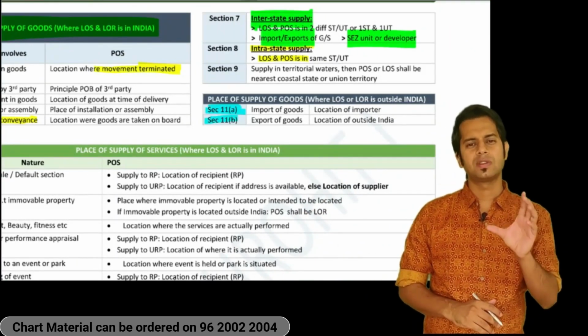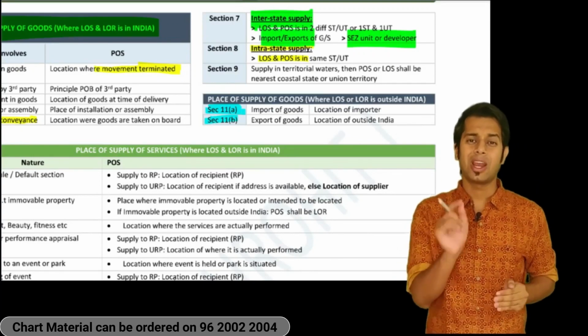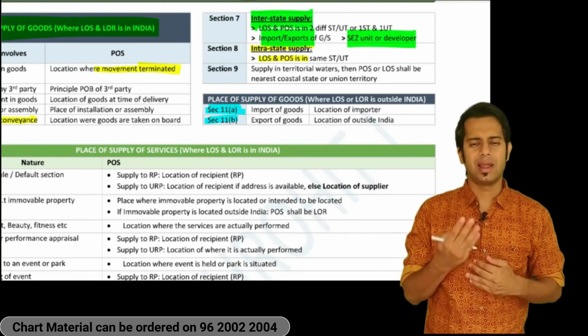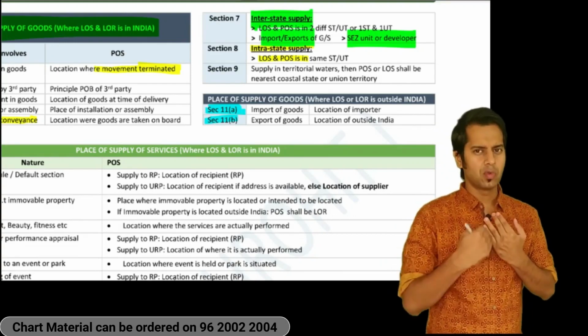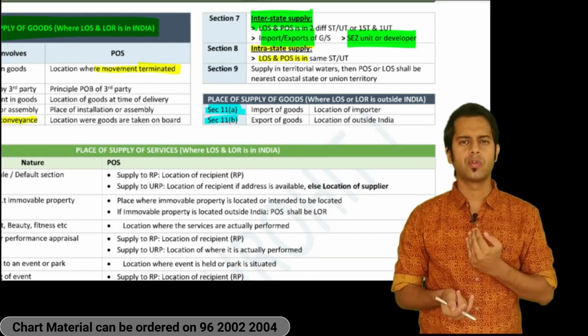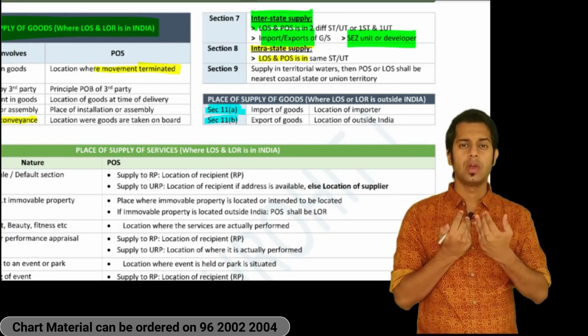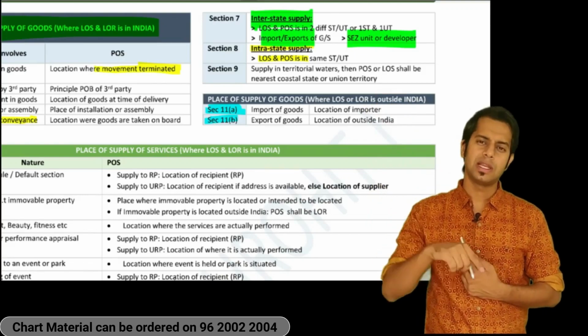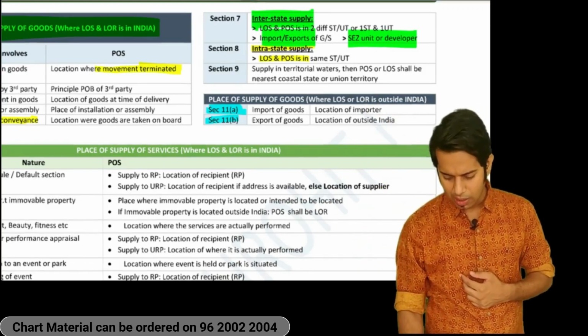Section 11 talks about place of supply of goods where the location of supplier or the location of recipient, any one of them is outside India. So only two cases can be there: import of goods or export of goods. In case of import of goods, the place of supply is the location of importer. In case of export of goods, the place of supply is any location outside India.